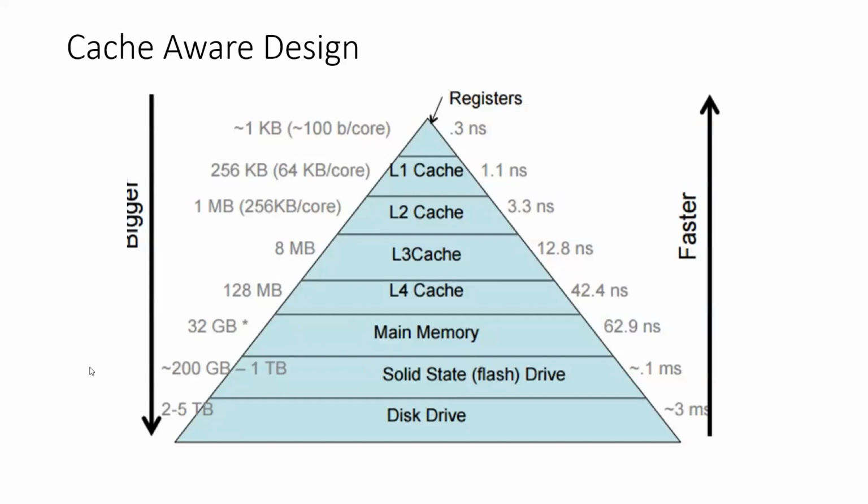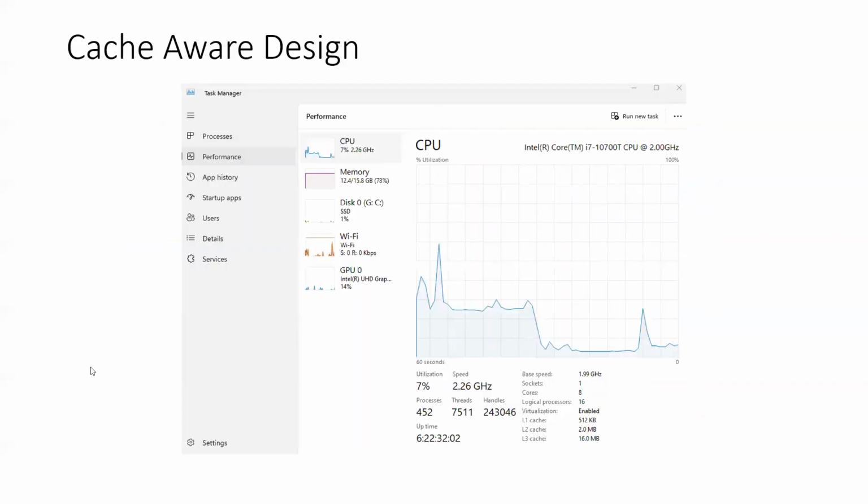So how do you see what type of L1 cache, L2 cache you have? If you are using a Windows box, you can go to Task Manager, and then to the Performance tab, and at the right bottom you can see there is an L1 cache, L2 cache, L3 cache.